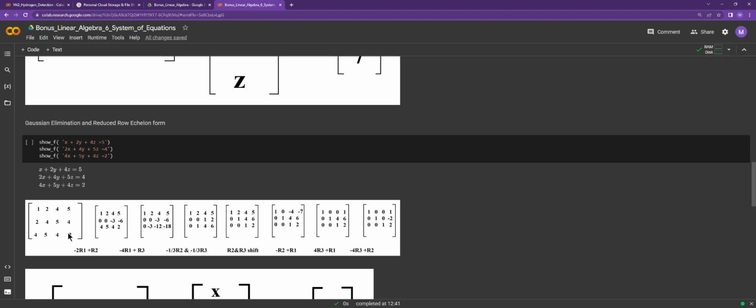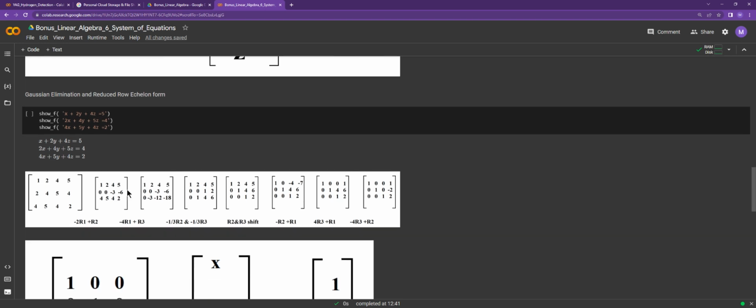So minus 2 times R1 gives minus 2, and then plus 2, which gives us a 0. And again, if we multiply minus 2 by 2, the second element in the first row, and add it to the 4, minus 2 times 2 is minus 4, adding them gives 0.